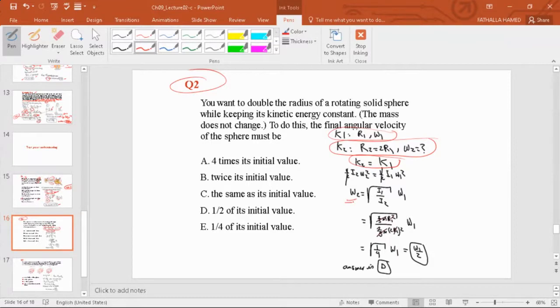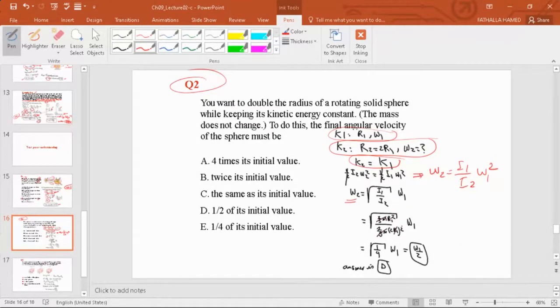Now I'm interested in omega 2. If I want to get omega 2 here, it will equal I1 divided by I2 times omega 1 squared. So if you take the square root of that, it will give you the square root of I1 over I2 times omega 1.